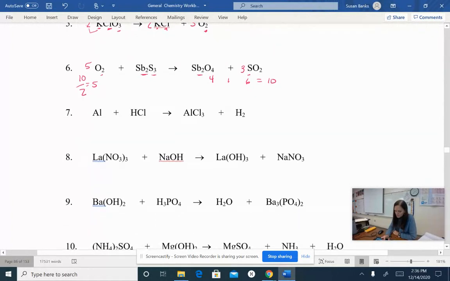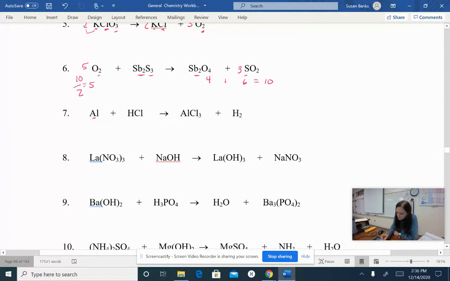Let's look at number 7. Aluminum, 1 aluminum, 1 aluminum. Hydrogen, 1 and 2. What can I multiply 1 by to get me 2? Did you say 2? Yep. Okay, 2 chlorines. 2 times 1 is 2.